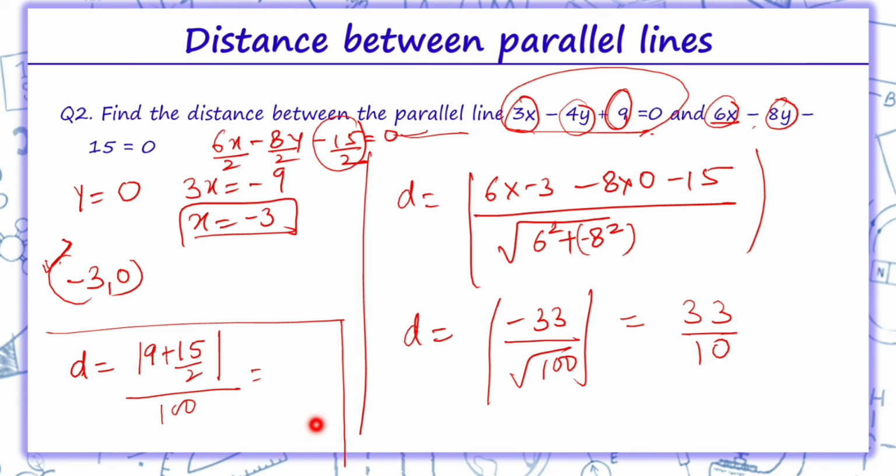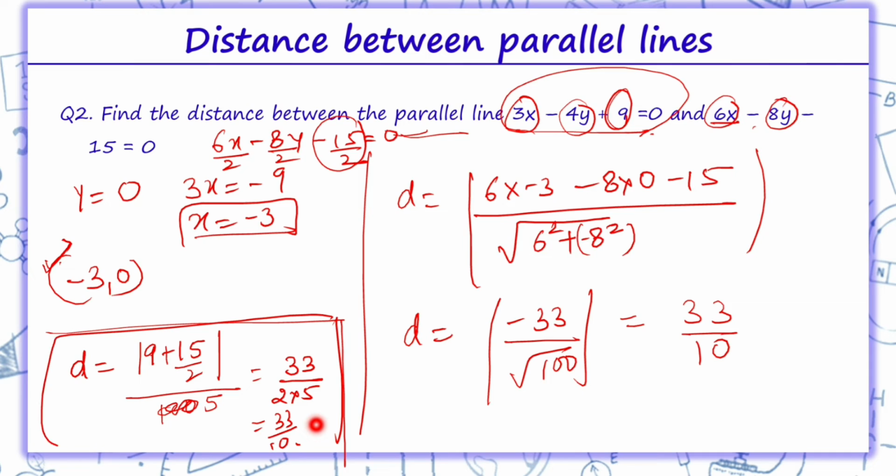So the denominator is the square root of 3 square, which is 9, plus 4 square, which is 16. Here we'll get 5. When we solve it, 18 plus 15 is 33, divided by 2 into 5. Thus the perpendicular distance is 33 by 10.